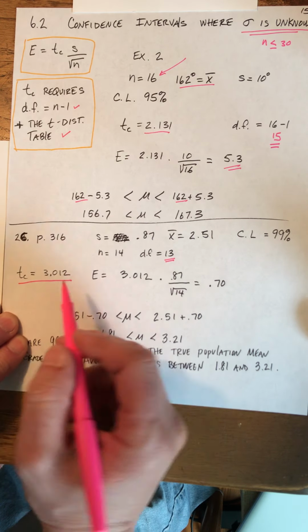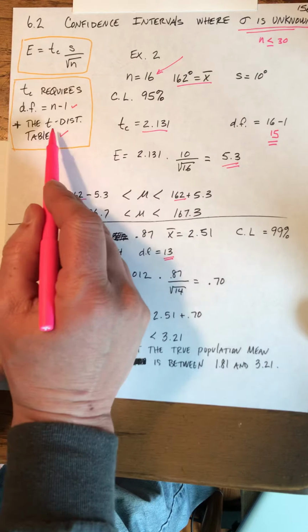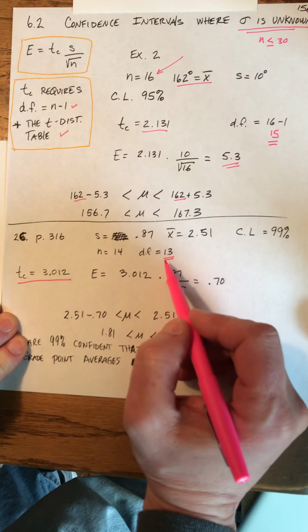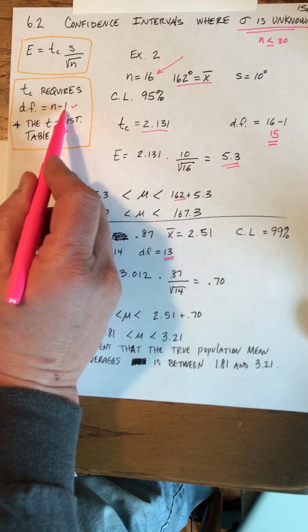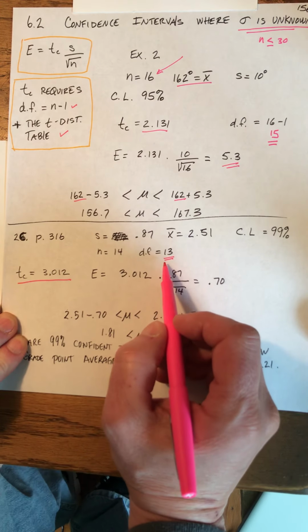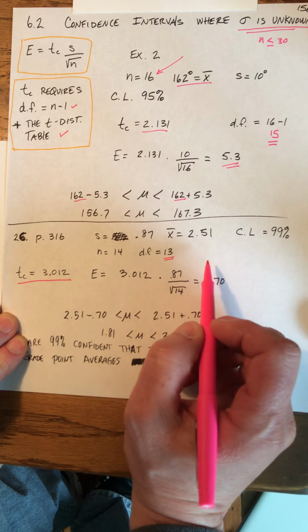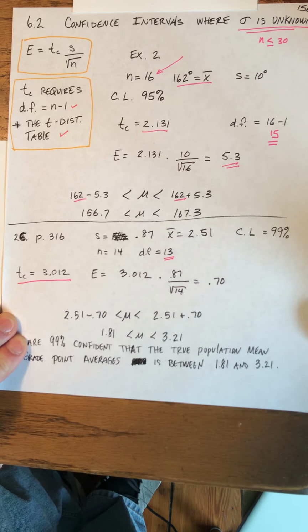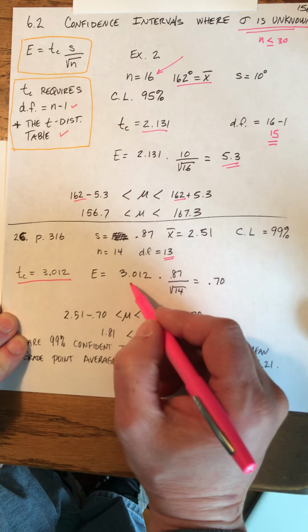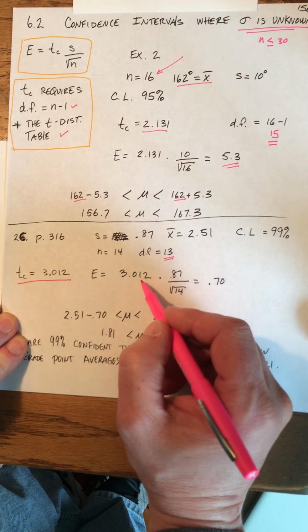Pause the video and make sure you can do that. In the t distribution table, you go down to 13 because our sample was 14, and we do 14 minus 1. Then we look over underneath the 99% column, and we get this 3.012. Make sure you get that.